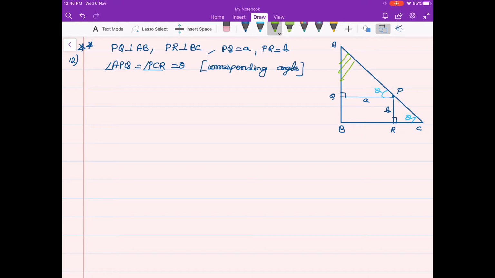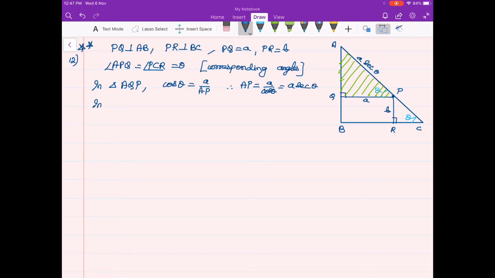Let us use this triangle. In triangle AQP, I know the adjacent side of theta. So, let us use cos theta formula, which is adjacent side divided by the hypotenuse AP. Therefore, AP will be a divided by cos theta. 1 divided by cos theta is secant theta. So, this length is a secant theta. I have written that distance in the figure.